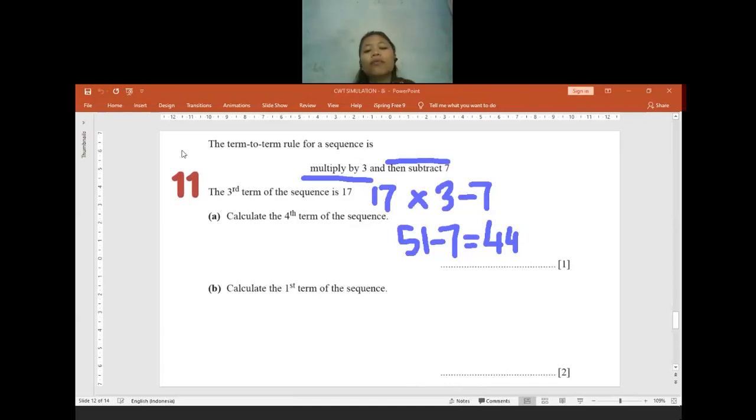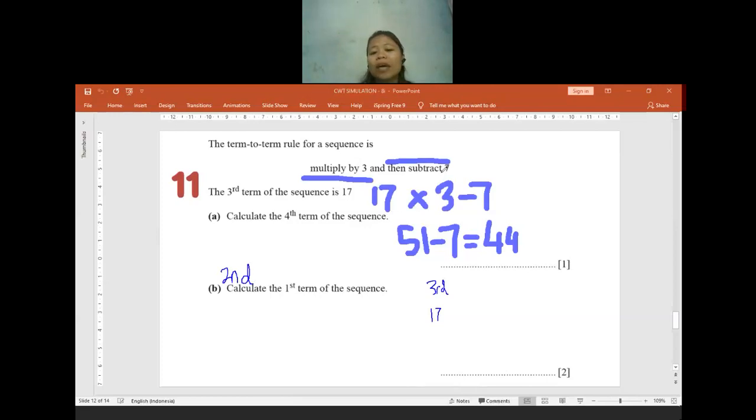Now let us continue to question B. Calculate the first term of the sequence. Because we already have the last one, the third term, and we are going to find the first one. So it means the 17 will be the y. You need to find the x. Wait, let me write it with pen. I already have the 17, this is for the third one. I need to find the second one. So we have to go from the back and do the opposite.